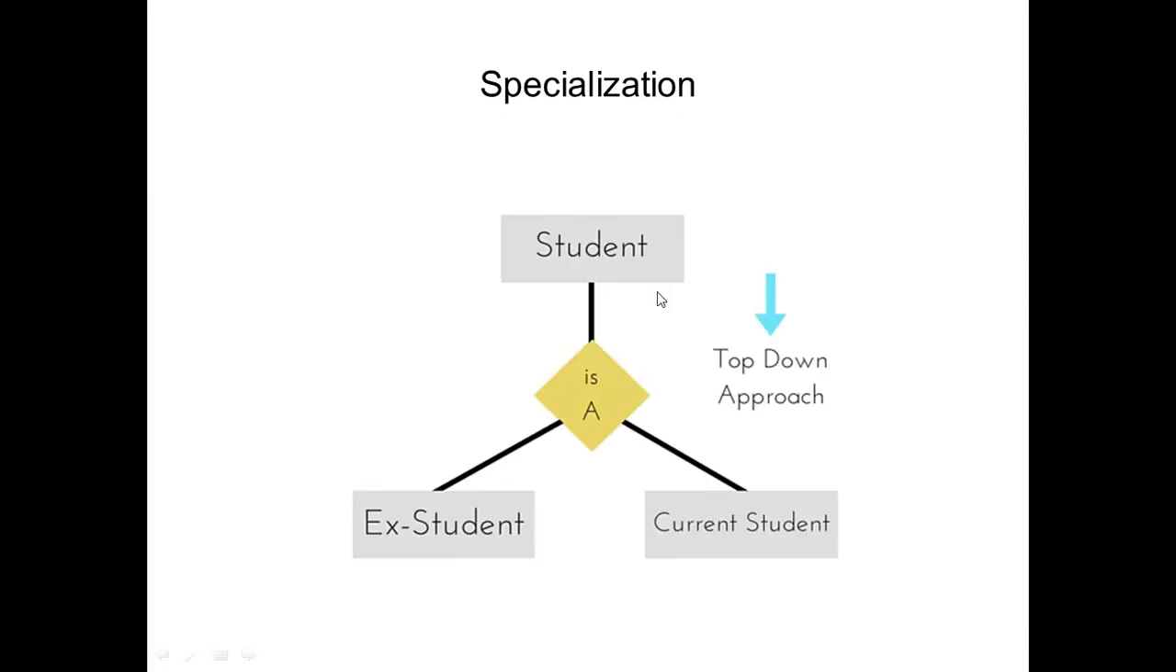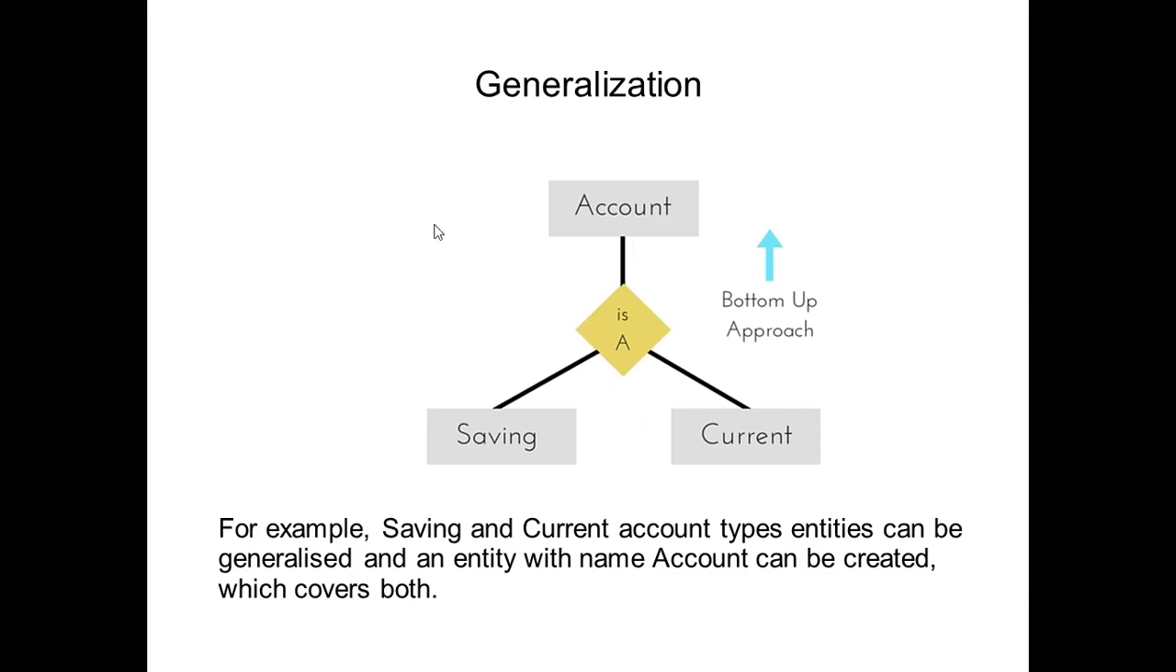Here the student can be either ex-student or current student. So this is the top-down approach. Generalization and specialization can be represented using this symbol and it will be read as is a. So we can say that student is an ex-student or student is a current student. Same thing, we can also say that saving is a type of account, current is also a type of account.